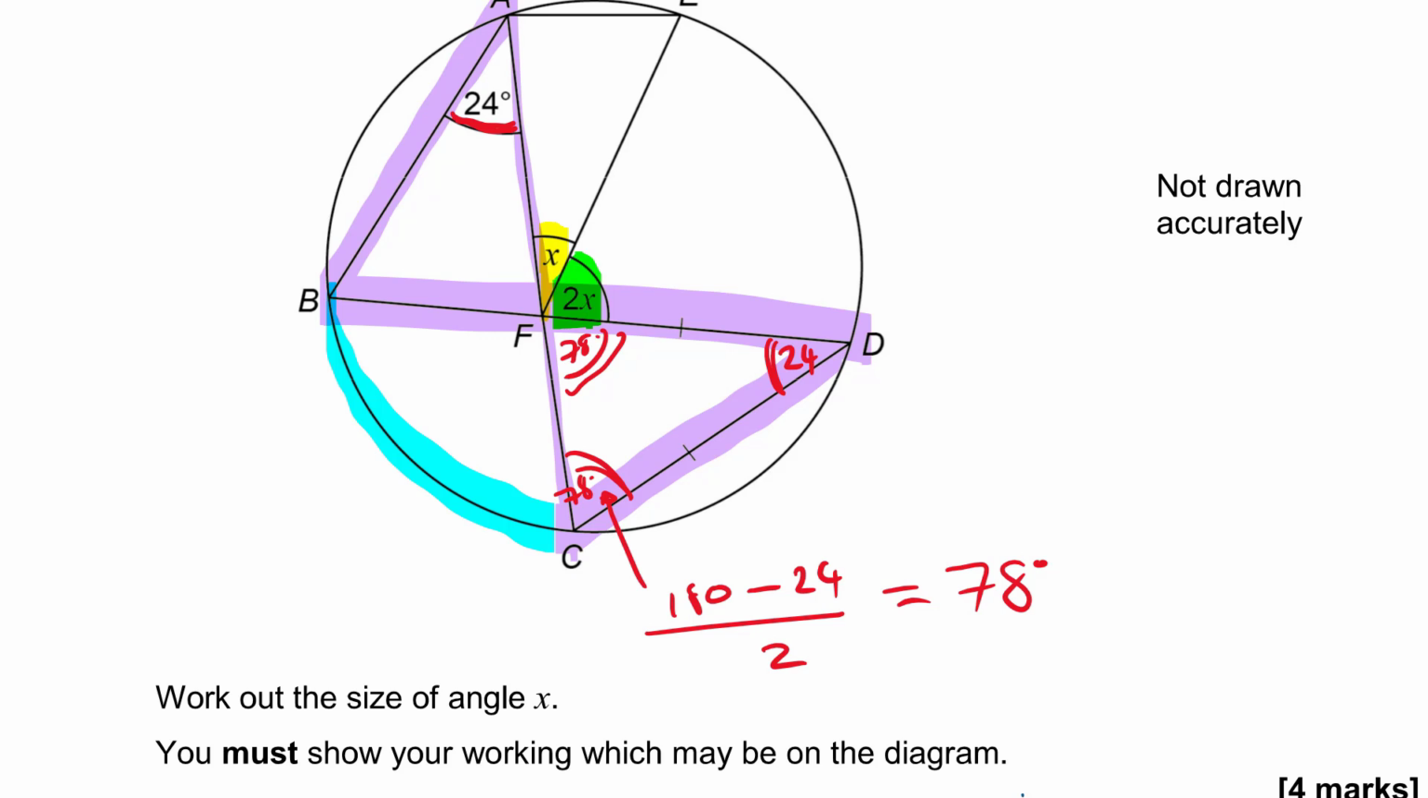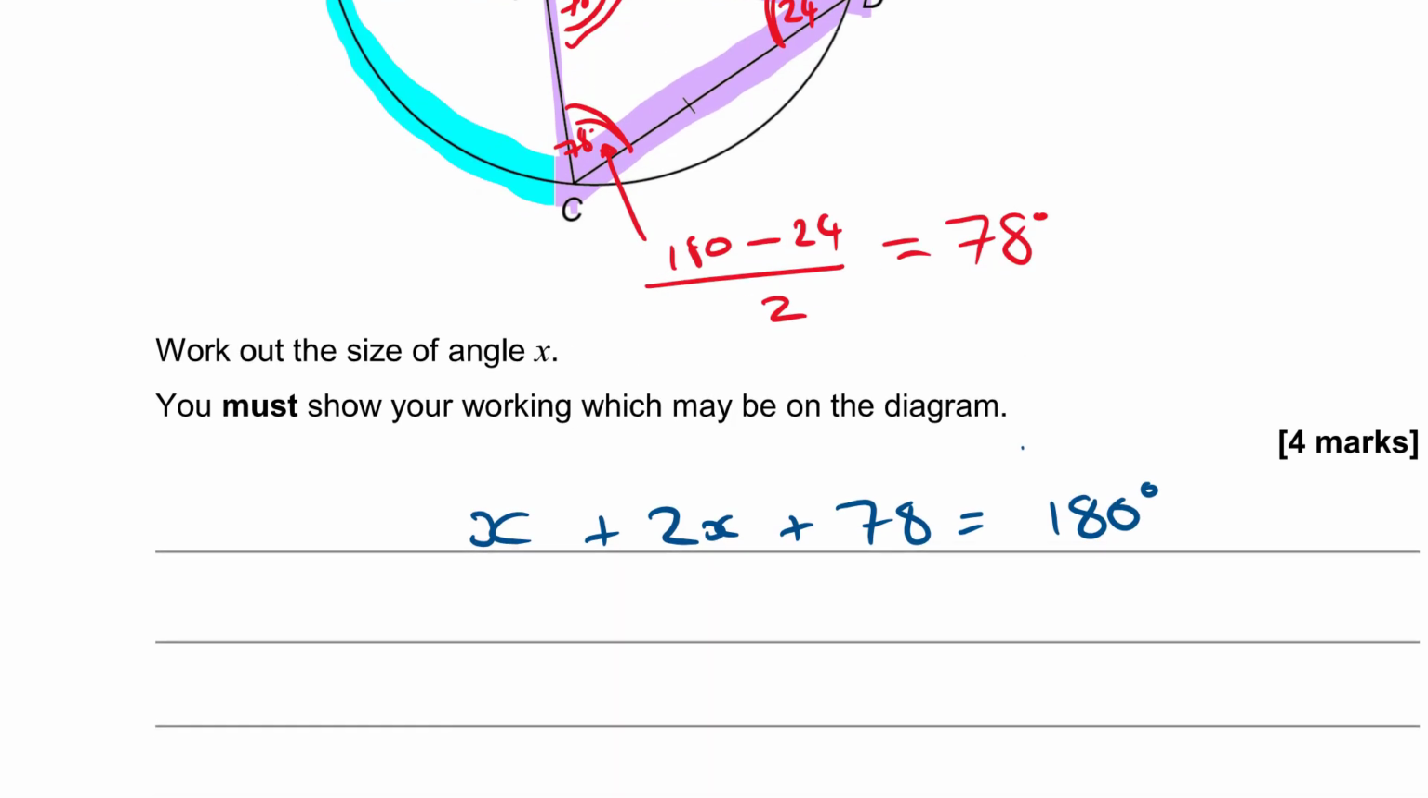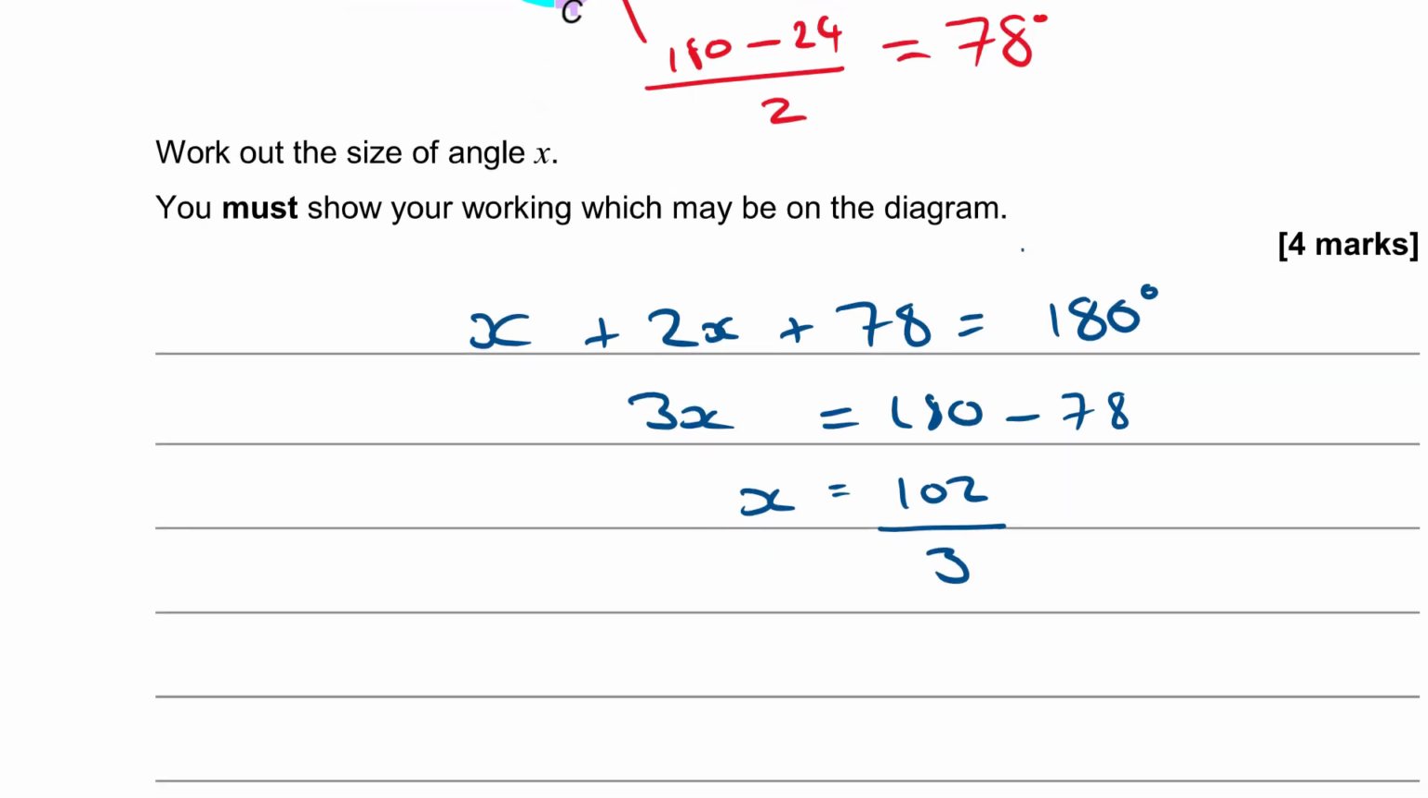Now, we were told earlier that AFC is a straight line. So we can use the fact that those three angles must sum to 180. So we know that x plus 2x plus my 78 degrees is equal to 180 degrees. So collecting like terms, 3x is going to be 180 subtract 78. 180 subtract 78 is 102, and 102 divided by 3 is 34. So x is equal to 34 degrees.